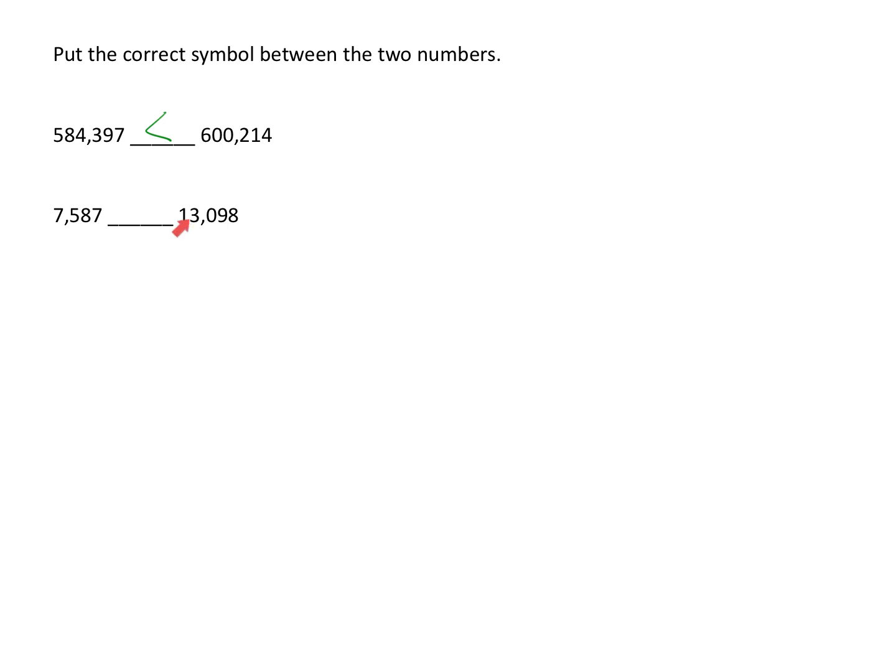Okay. And then 7,587 compared to 13,098. So we want to compare the largest place value, and if they don't have the same number of digits, we can put a 0 here because there are 0 10,000s in this first number. There's 7,000, 0 10,000s, 0 100,000s. And then this number, it has 3,000s, but it has 1 10,000. So this number has a 1, this number has a 0. So we're going to say the 13,000 number is bigger.